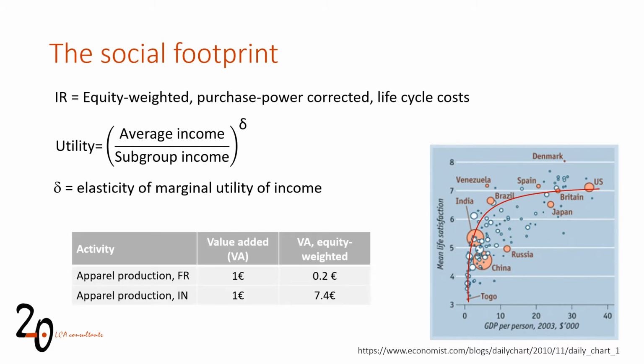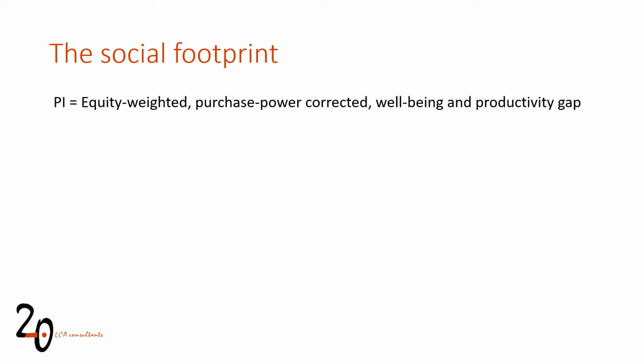Now, if we use as an example the expenditure of €1 in production of clothing in France and in India, we see that the equity-weighted value added is much higher in India than in France due to the higher marginal utility in India. So spending one additional euro in India produces higher utility than the same amount of money in France. And then we have the productivity impact, which is calculated as the so-called productivity gap, once adjusted again by purchase power and equity weighting.